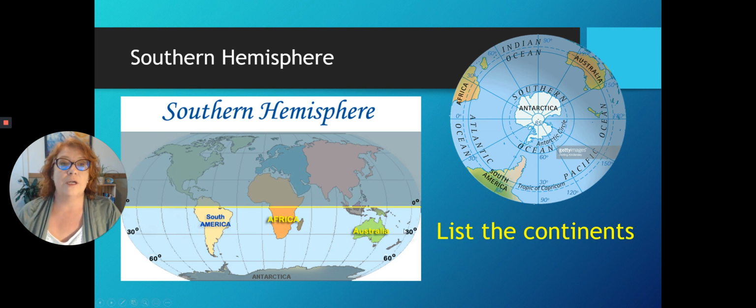side right here. Either way, now I want you to list all of the continents that are in the southern hemisphere, even ones that are only part way in the southern hemisphere. Not just all the way, but the ones that are part way. That counts too. All right? Good. Good. All right, let's move on to the next page.